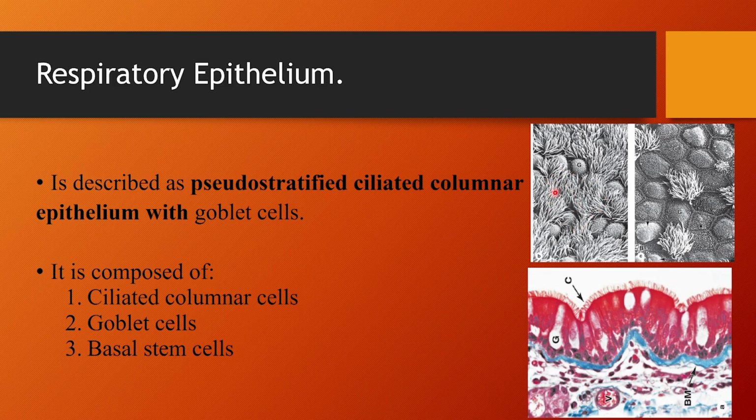And it has cilia. This is a picture of cilia, which are hair-like projections that hold the microbes so they don't enter the body and the inferior lung. Columnar means the cells are shaped like columns, as you can see. It is composed of ciliated columnar cells, goblet cells, and basal stem cells.